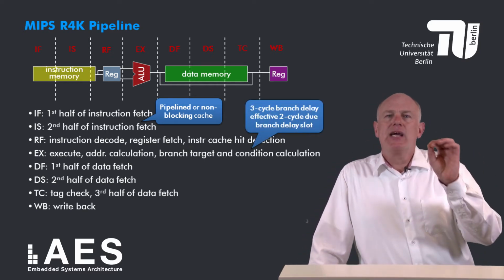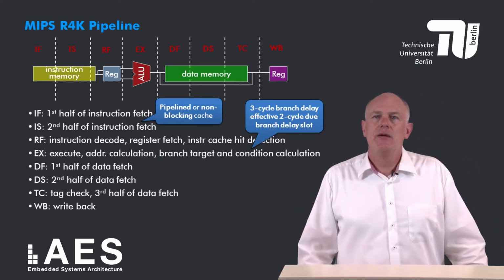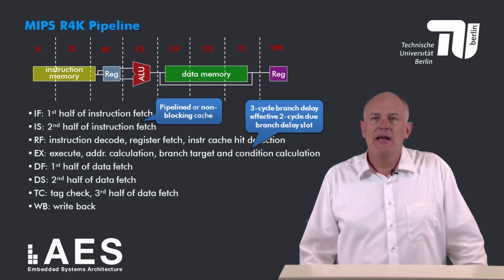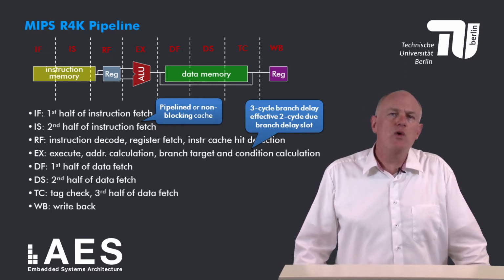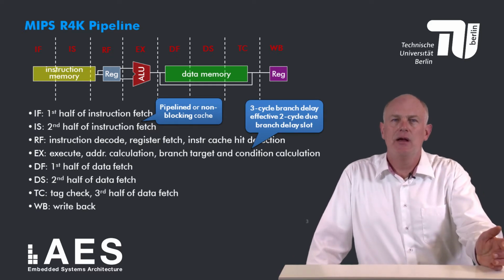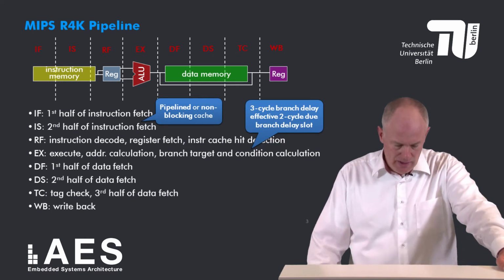Second, because branches take effect at the end of the 4th stage, the branch delay is 3 cycles. But the MIPS R4K also supports the branch delay slot. The effective branch delay is therefore 2 cycles.